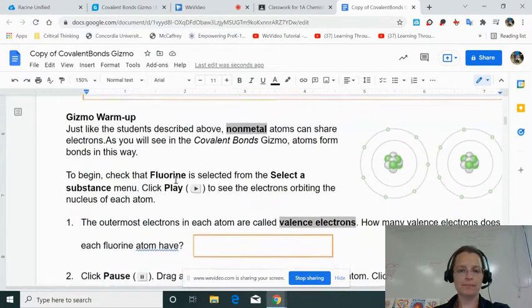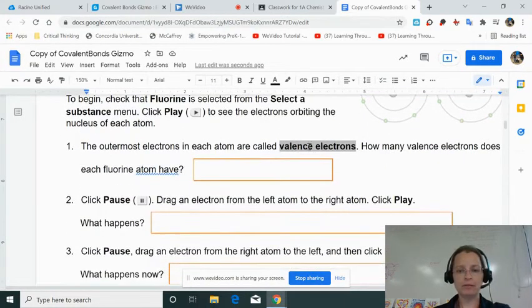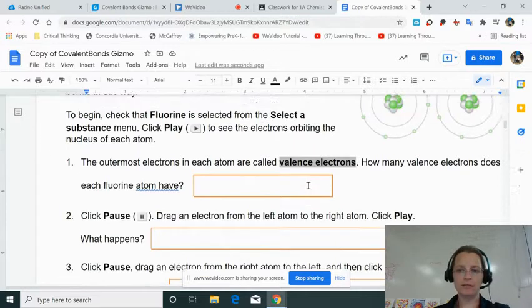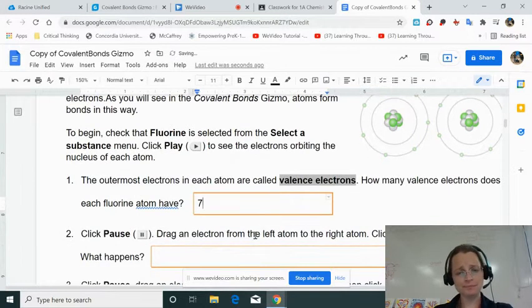So here we go. Nonmetals share. The outermost electrons are called the valence electrons. How many valence electrons does each fluorine have? Let's see, 1, 2, 3, 4, 5, 6, 7. Sorry, I'm losing my voice. So now it says drag an electron from left to right. So we're going to go back.